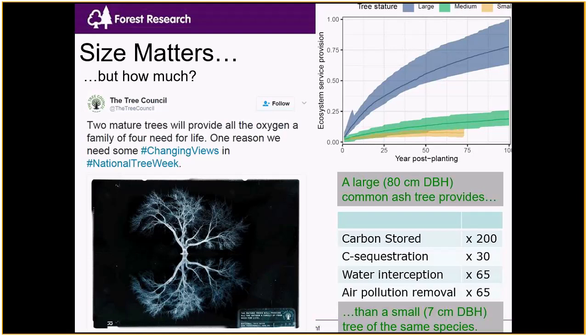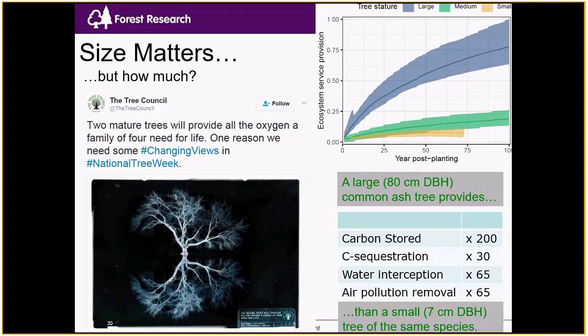But in terms of quantifying that for the i-Tree Eco type benefits that we've just been discussing, the figures on the bottom right hand side show us that for a large ash tree, so a large one at 80 centimeters DBH, you're getting 200 times more carbon stored than for a tree of just 7 centimeters DBH of the same species. Similarly, we can see that 65 times more air pollution is removed and rainfall intercepted when you compare these 2 different sizes. So that's really quite substantial differences in the provision of trees.